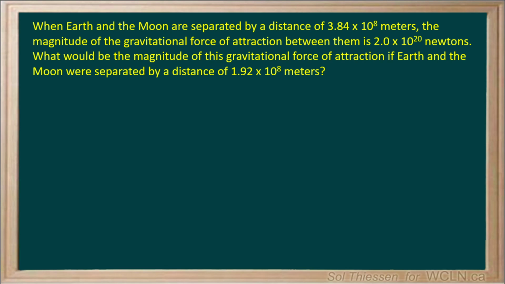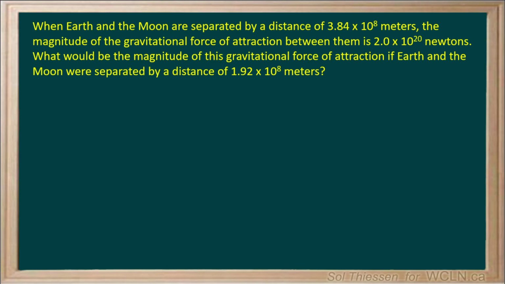When Earth and the Moon are separated by a distance of 3.84 times 10 to the power of 8 meters, the magnitude of the gravitational force of attraction between them is 2 times 10 to the power of 20 newtons. What would be the magnitude of this gravitational force of attraction if Earth and the Moon were separated by a distance of 1.92 times 10 to the power of 8 meters?